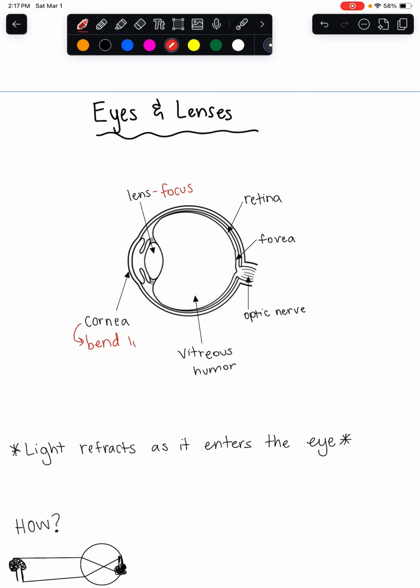This is going to focus the light. And you'll notice that these ones have little muscles here, and that's what helps focus our light. And the cornea is going to bend the light. We're going to talk more about this later.